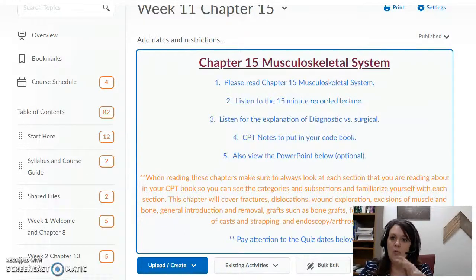Diagnostic means we're going to go in and look around and figure out what's wrong with this patient in this area. Surgical means we already know what's wrong with this patient. We're going to go in and fix it. See the difference between those two? Between diagnostic versus surgical anything?